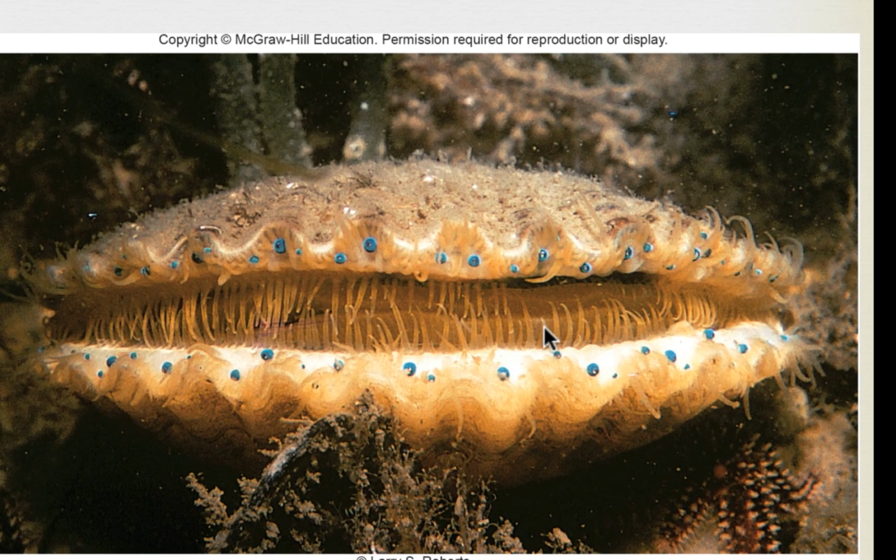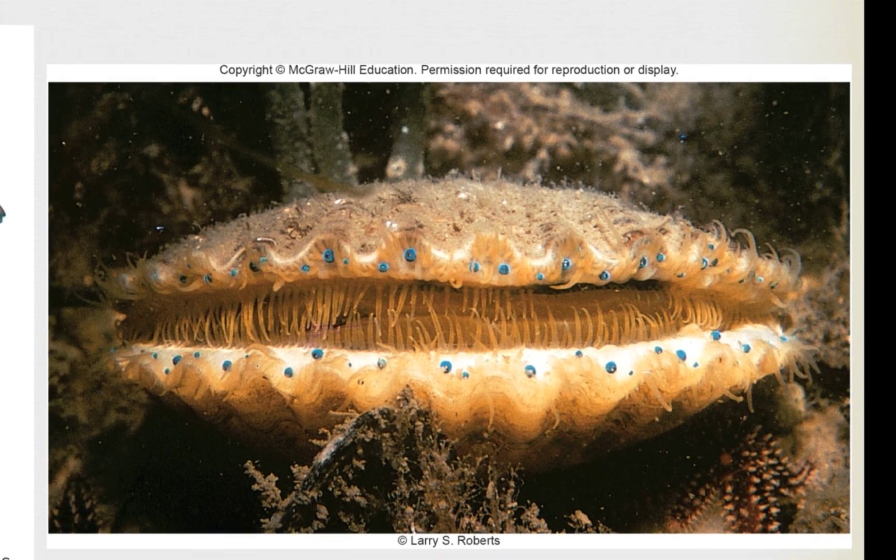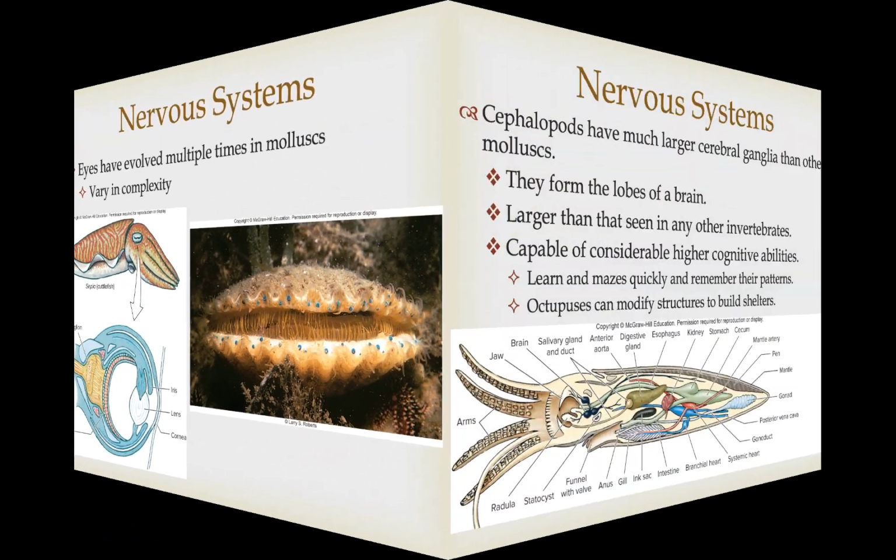Here, however, we have a scallop. So some bivalves also have multiple eyes. These little blue things that look like blueberries, these are actually eyes. And it's been shown that these also send a visual signal to these organisms.